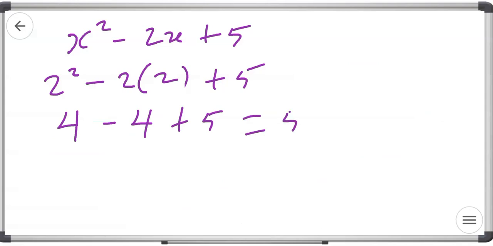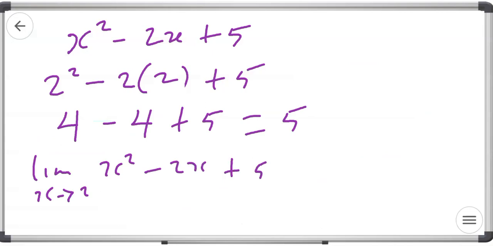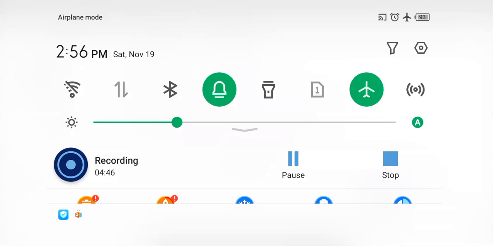So from the question, we're told the limit of x tends to 2, x squared minus 2x plus 5. So the answer, after using x tends to 2, we got the answer to be 5. So the answer here is 5. So let's solve the next question.